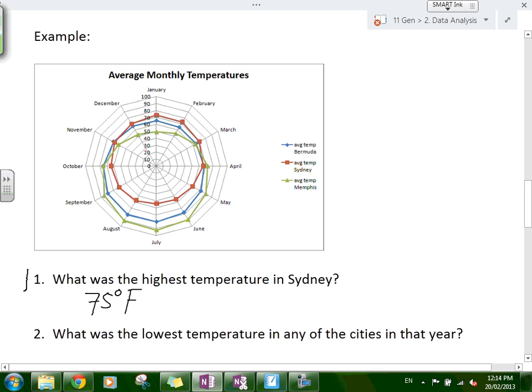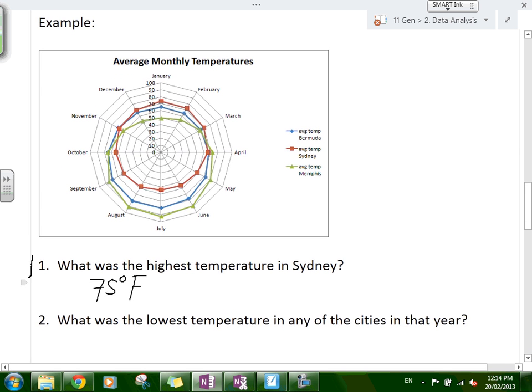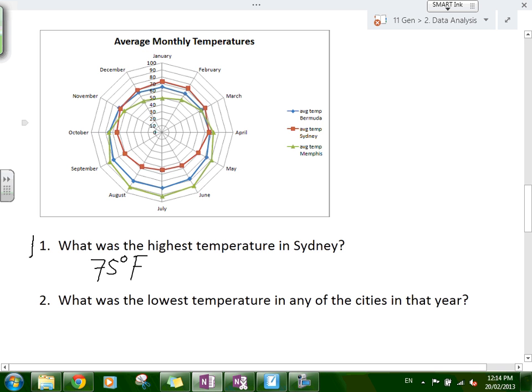And then the next one is, what was the lowest temperature in any of the cities in that year? Okay, so we can look at all three rings. What was the lowest temperature out of all the three cities? You had a green one in which month? January, yeah, I would say so too. So January, that's Memphis, which you would expect, central US, and it's 50 degrees Fahrenheit.